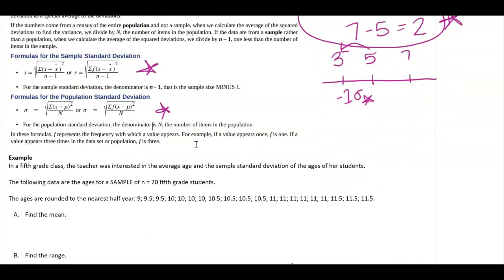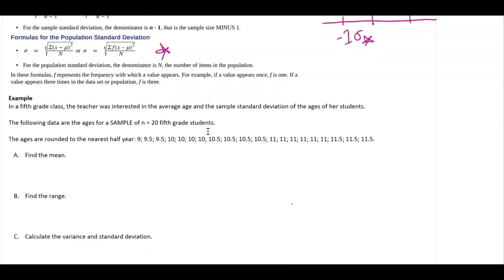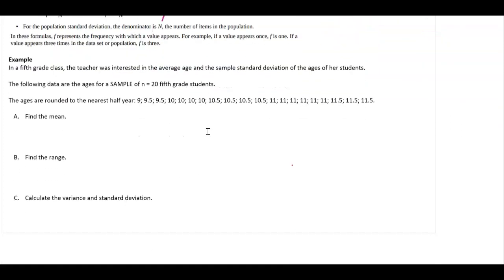All right, let's look at our example and pull this all together and talk about the difference between each one of those vocabulary words. If you don't have StatCrunch already up and going, this would be a good time to pause the video and go ahead and get that set up.